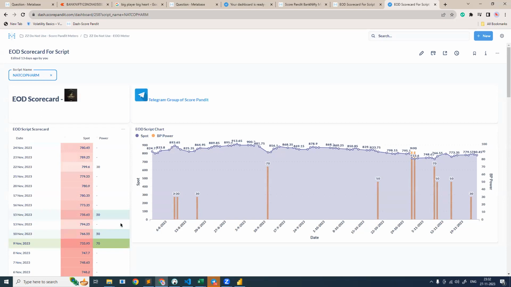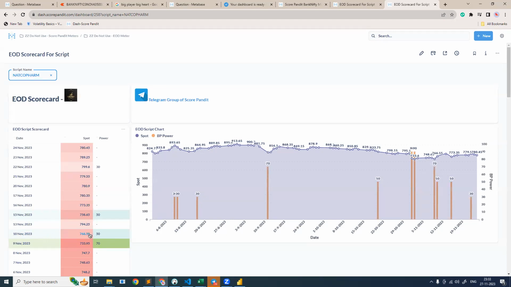After you click, these red bars that you see are basically those events that Score Pandit has identified with a big player entry presence. So you see 50s, there are 90s, 70s, and so on. A lot of events have happened, and those are the traces we've identified. Take an example on 9th of November. At 733, we got a score of 70. This means you are ready to invest in Natco Pharma on the next day, which is 10th.